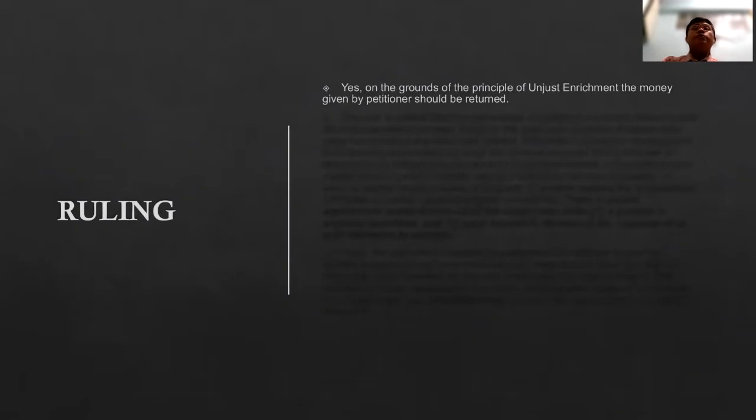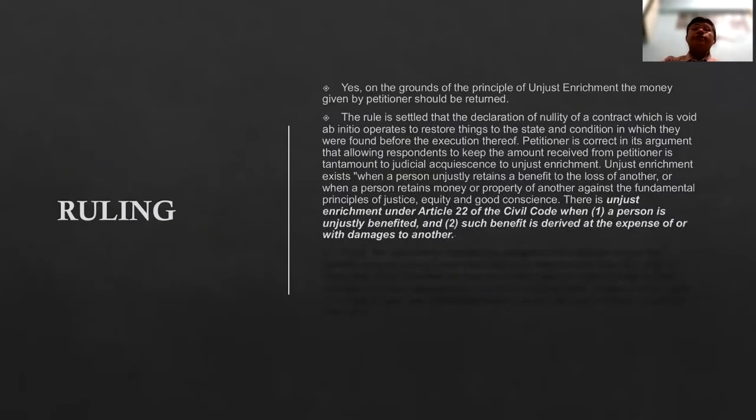On the grounds of the principle of unjust enrichment, the money given by petitioner should be returned. The rule is settled that the declaration of nullity of a contract which is void ab initio operates to restore things to the state and condition in which they were found before the execution thereof. Petitioner is correct in its argument that allowing respondents to keep the amount received from petitioner is tantamount to judicial acquiescence to unjust enrichment. As discussed earlier, unjust enrichment exists when a person unjustly retains a benefit to the loss of another, or when a person retains money or property of another against the fundamental principles of justice, equity, and good conscience.